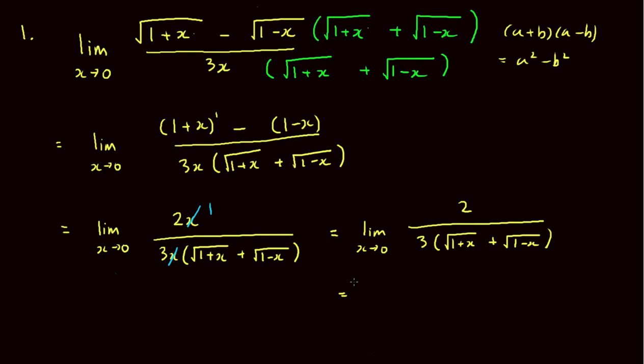Quite simply, you got your answer, which is obviously going to be 1 over 3. Okay, so that's how we do it, by factorizing. This is the first method that we just employed, factorizing.